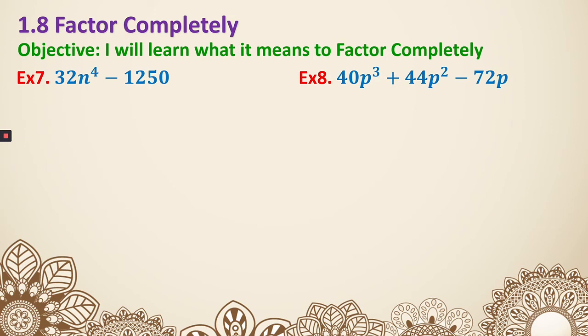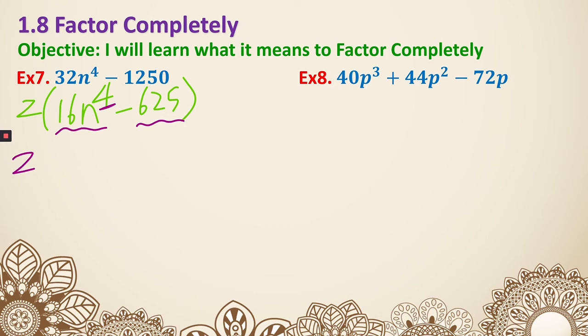Example 7. Now we have some big numbers, but I don't have to take out a big number. I can just start baby steps. I see they're both even numbers, so I'm just going to take out a 2. And then I'm left with 16n to the 4th power minus 1250 divided by 2 is 625. And now I do see an even number, which means this first term is actually a perfect square. 625 is also a perfect square. That means I can use the difference of squares formula.